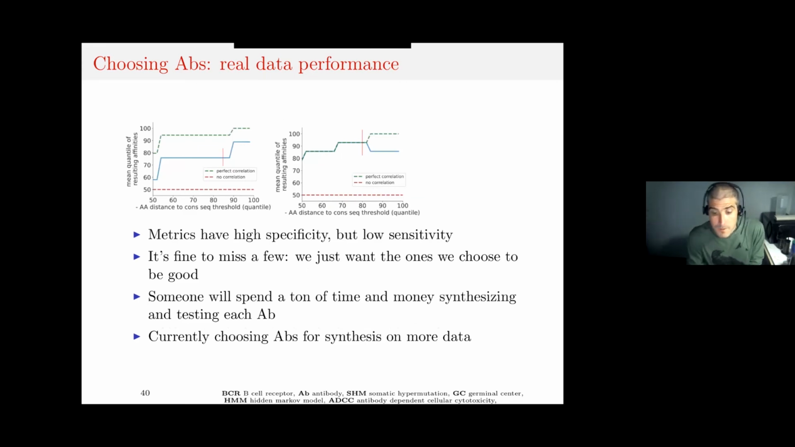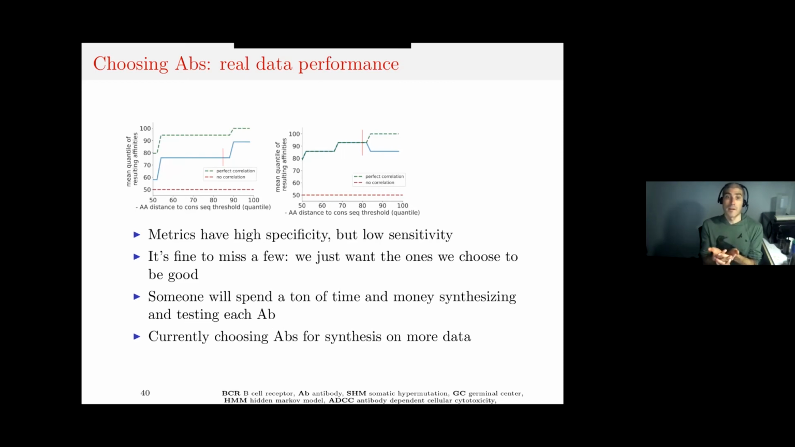So if we want to test these antibody choosing methods on real data, we run into the usual problems with validation on real data, in that the sample sizes are really small. You don't have a lot of data sets. And here the sample sizes are small for the same reason that we're really excited about having this method: it's just really expensive and time consuming to test affinity.